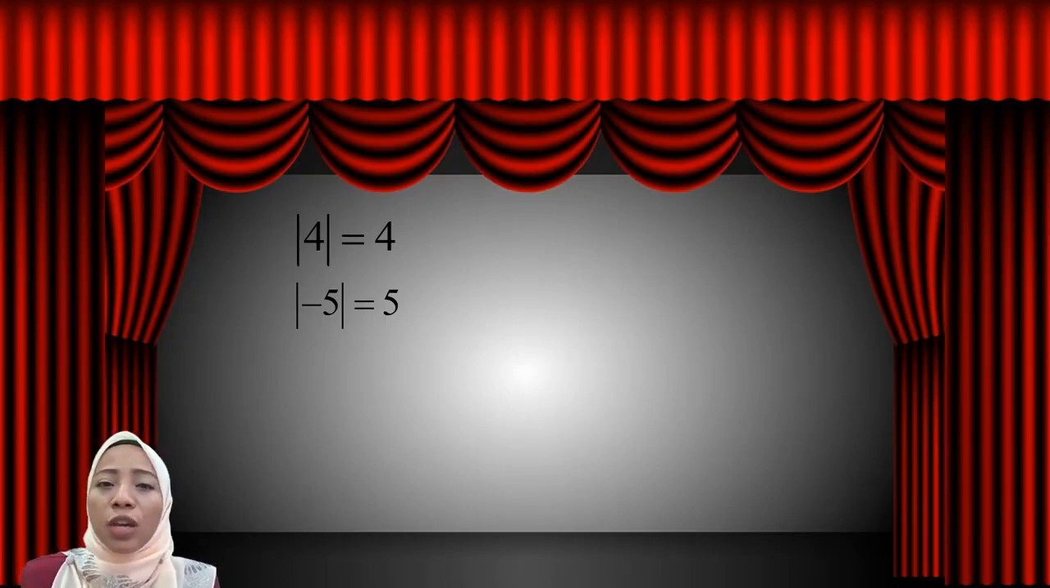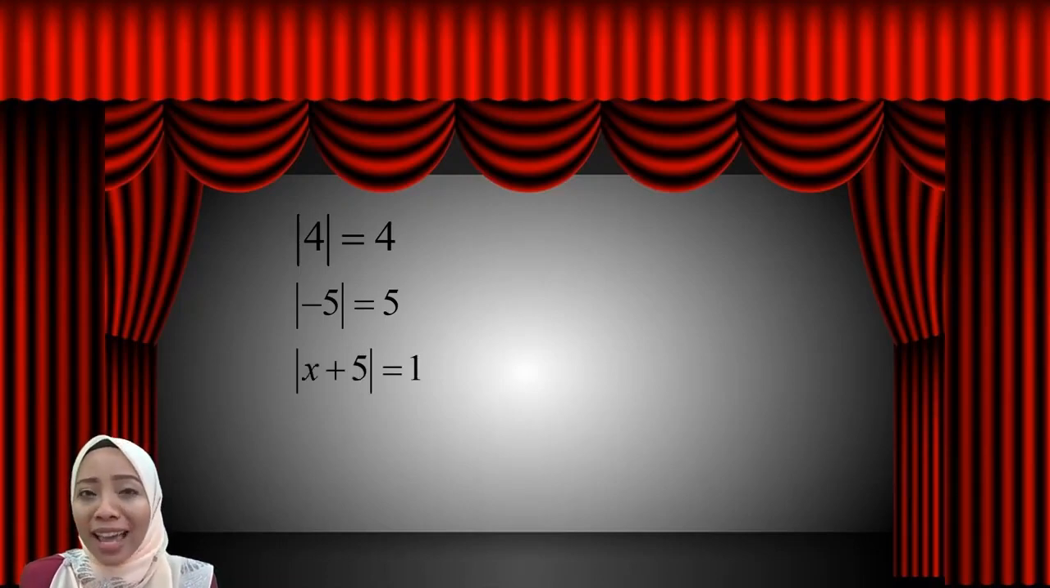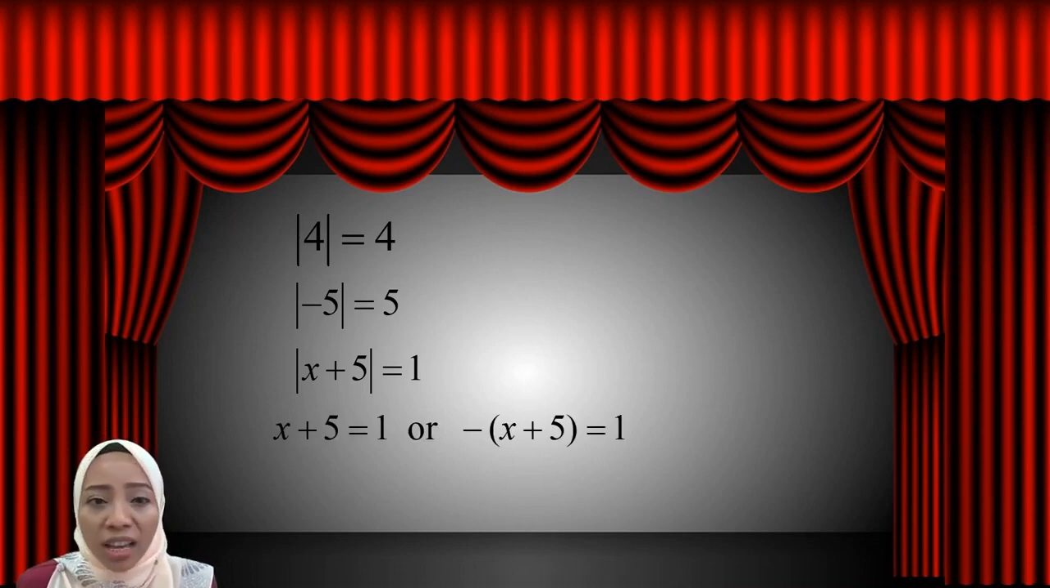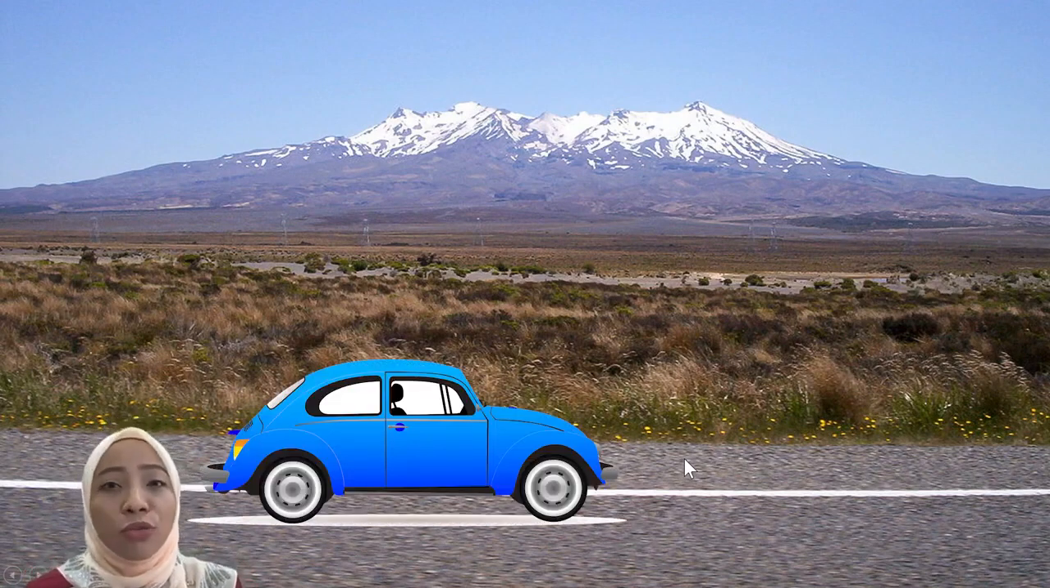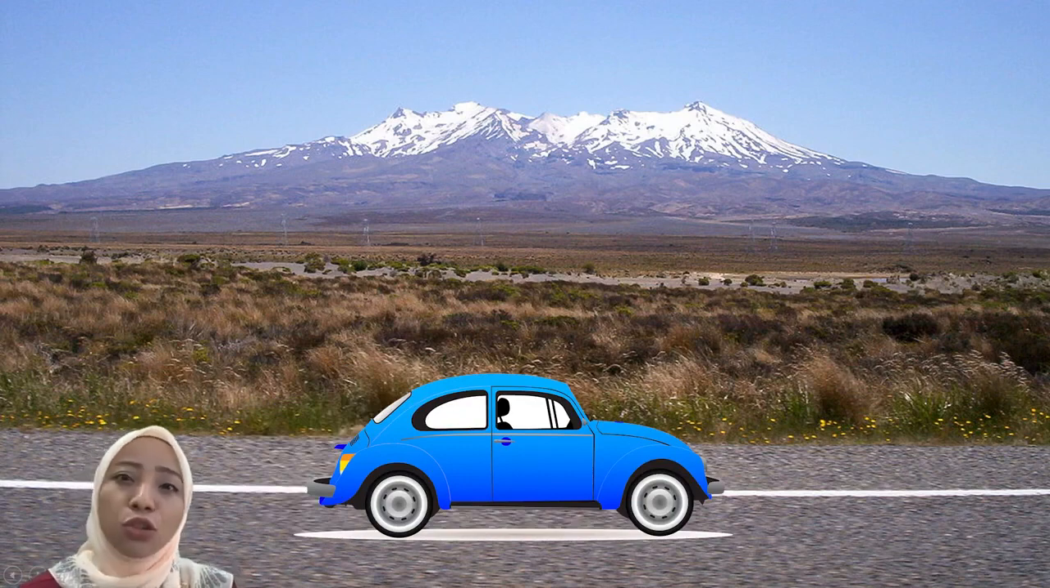What if we have the absolute value of an equation? It means that the absolute value of x plus 5 will give us x plus 5 and negative (x plus 5). Therefore, we will end up with two values of x. Absolute value has more to do with the idea of the magnitude you travel.